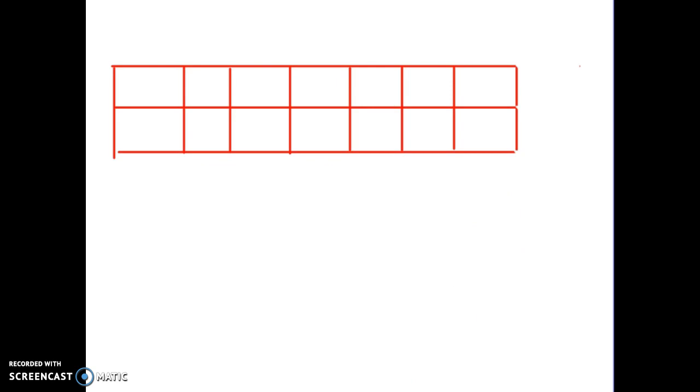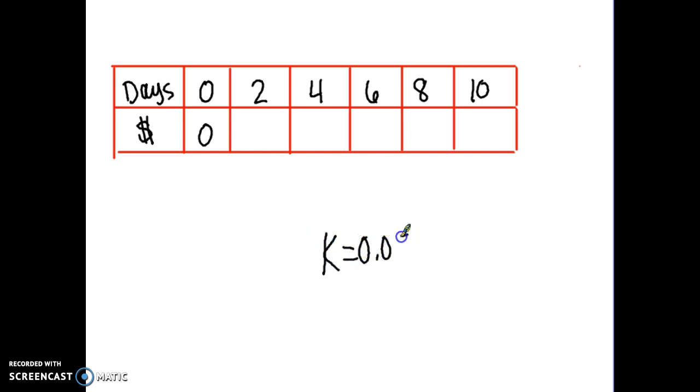To make a table, I'm going to put days on top and money on bottom. And I want to know how much she owes for 0 days, 2 days, 4 days, 6 days, 8 days, and 10 days. Well, if her book is not overdue, then she doesn't owe any money. Remember we said that the constant is 5 cents. So if it's 2 days overdue, then 2 times 5 cents is going to be 10 cents. She owes 5 cents for the first day, 5 cents for the second day. That gives 10 cents altogether.